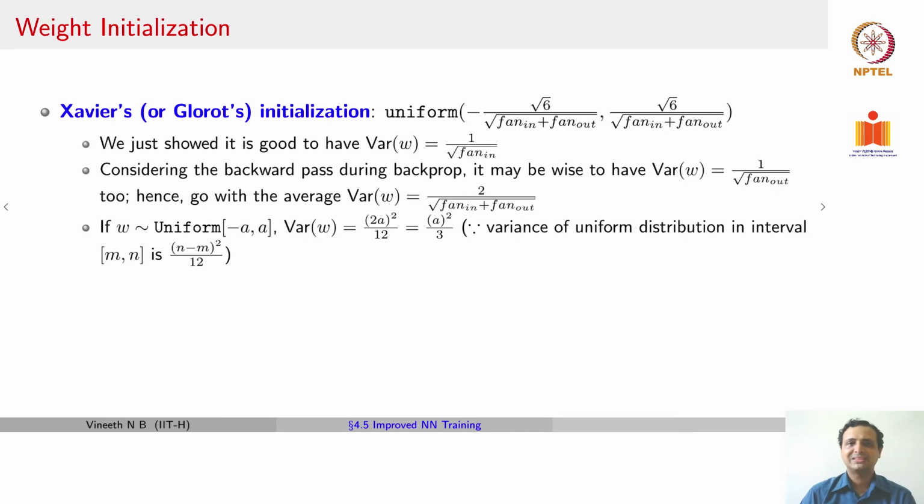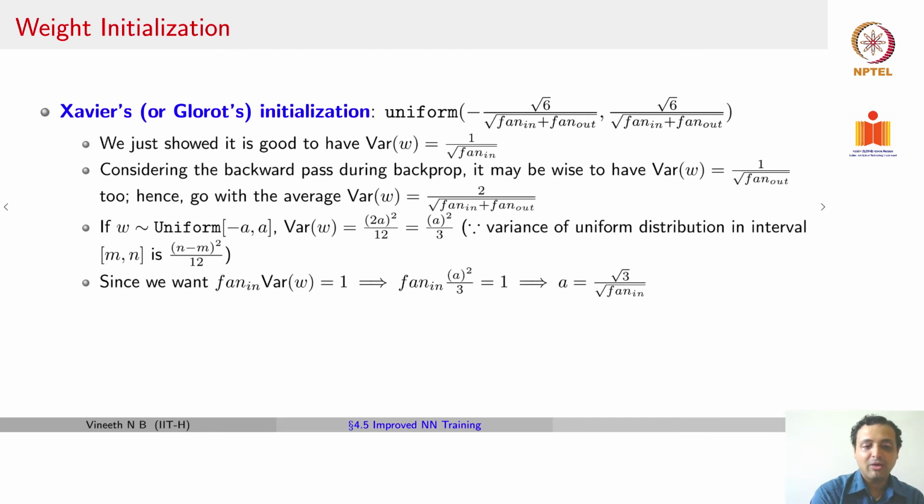Now we know from statistics of uniform distribution that given a uniform distribution from the range m to n, the variance is given by n minus m whole squared by 12, which means if we now sample uniformly from minus a to a, its variance is going to be given by 2a whole squared by 12, which is a squared by 3. Now let's put these together.